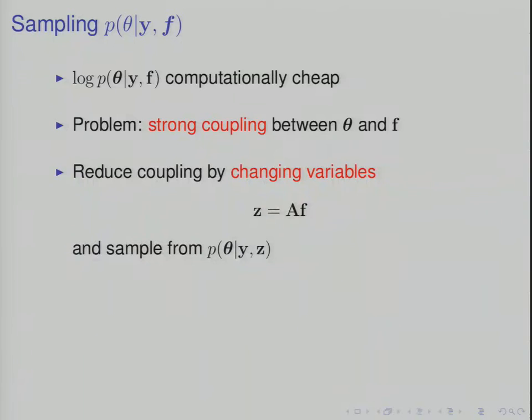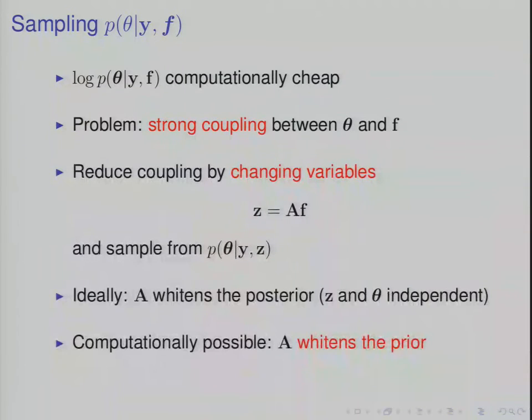And we'll do a change of variables. We want to make this transformed z as independent of theta as possible by this linear transformation. And ideally, this would whiten the posterior distribution, in which case z and theta would be independent, and the Gibbs sampler would be very efficient. But of course, we cannot compute the posterior covariance matrix, so we cannot whiten the posterior. But because in Gaussian processes there's a lot of structure already in the prior, maybe if we whiten the prior distribution it already helps enough. And the prior distributions are, again, easy to compute, and we can whiten the prior distributions.